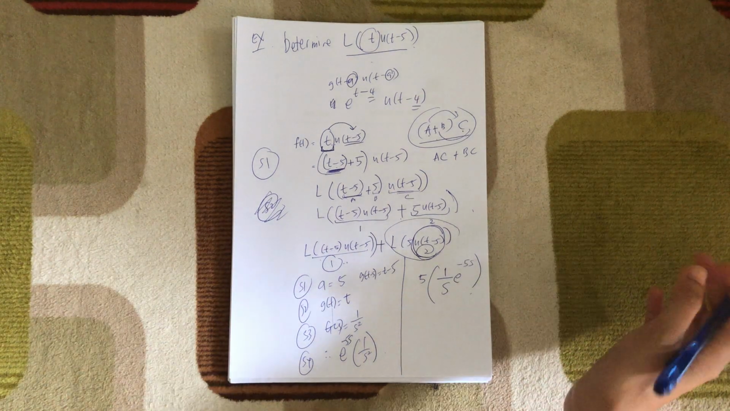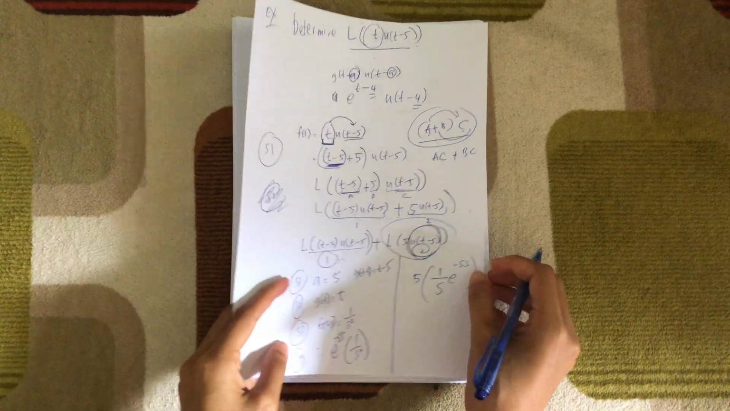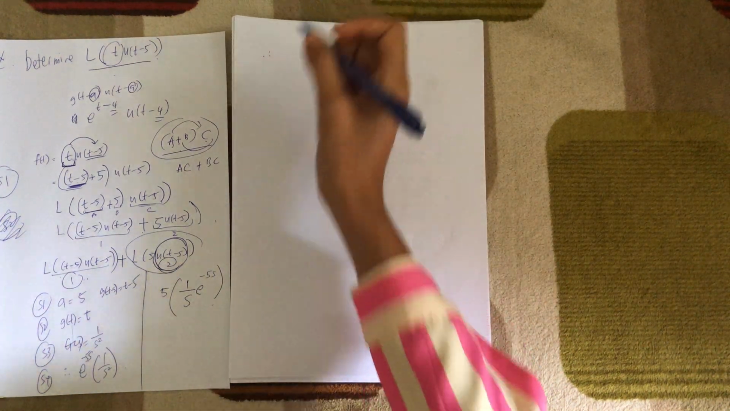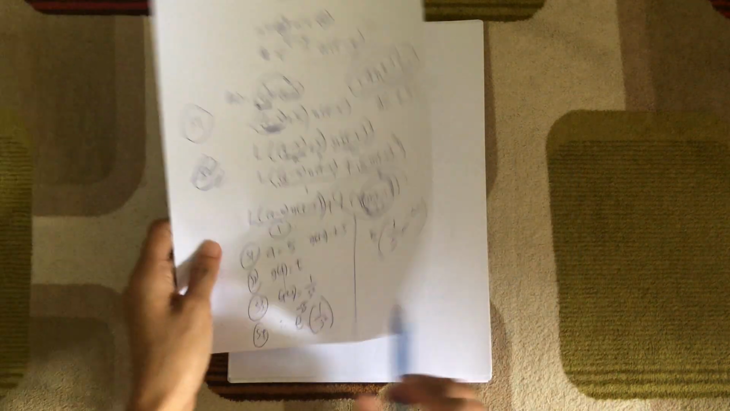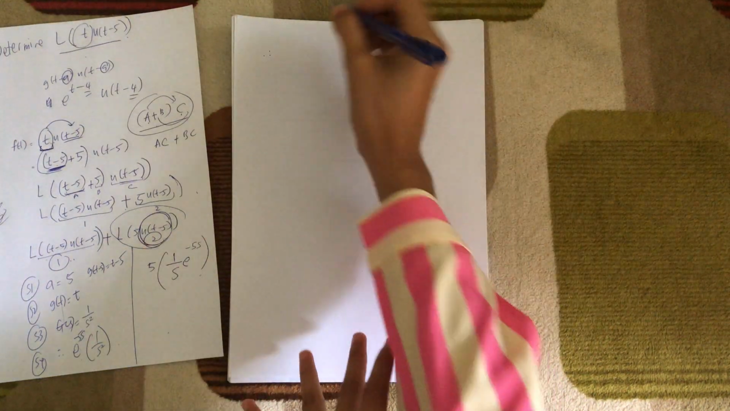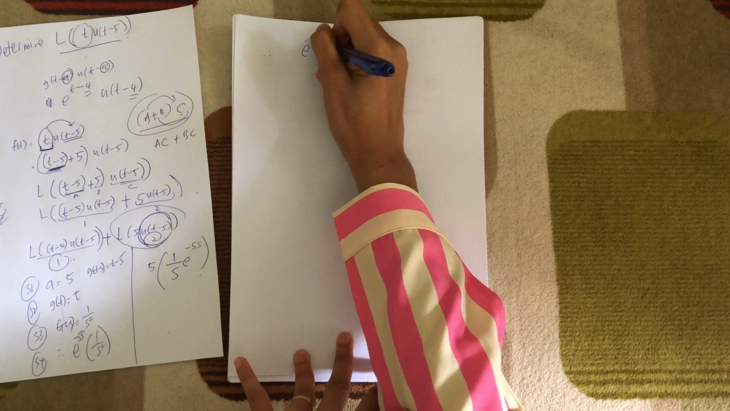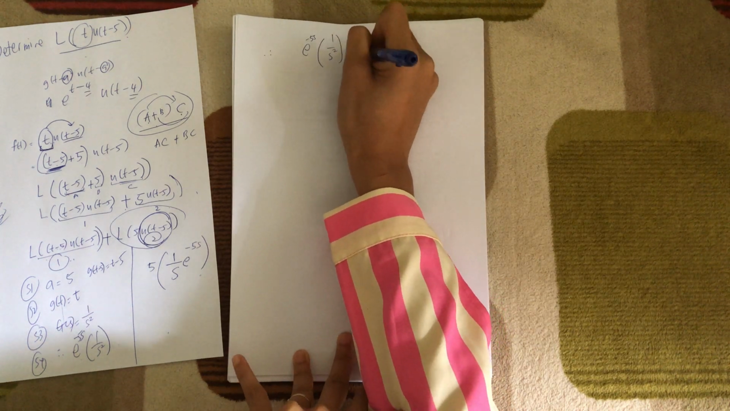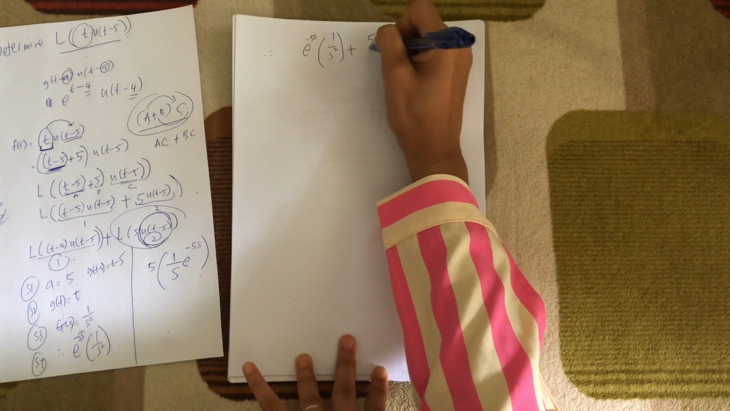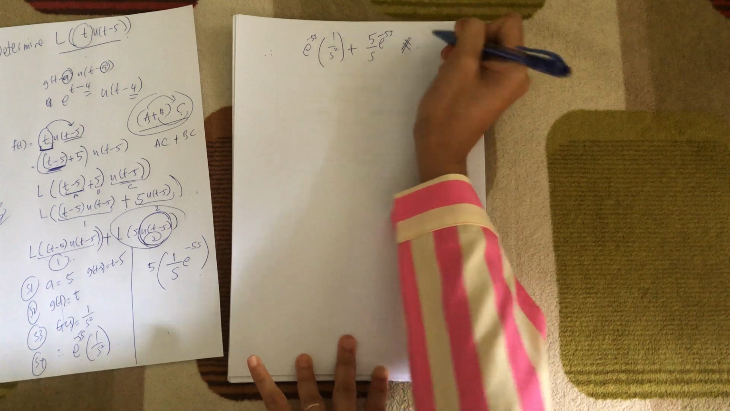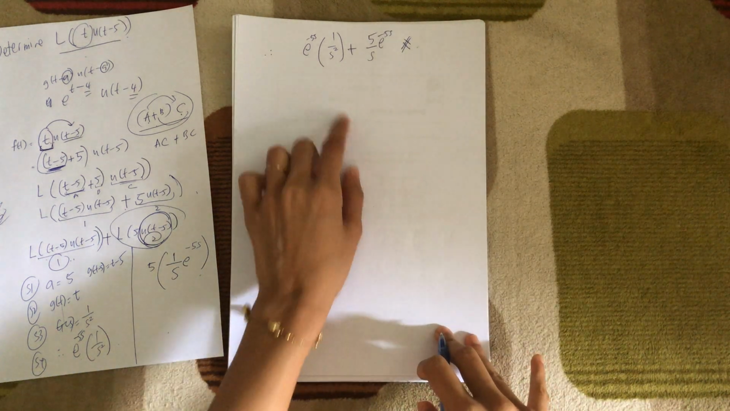Okay, so the final answer, you need to combine these two. Plus. So the final answer is e negative 5s times 1 over s square plus 5 over s e power of negative 5s. Alright, so this is the answer.